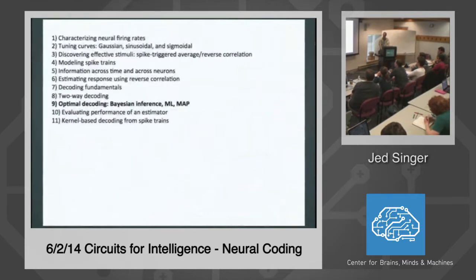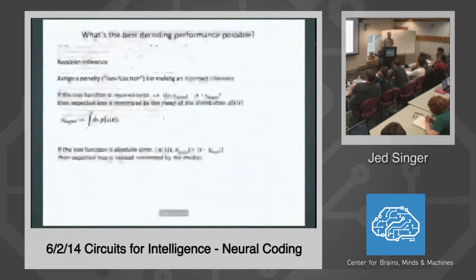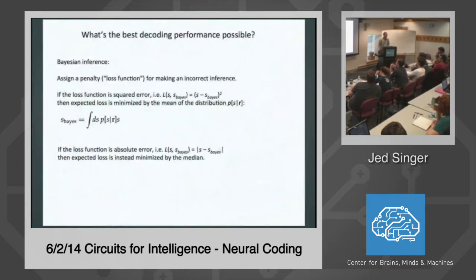So let's talk a little bit more about optimality of decoding. What is the best we can do, and what does that mean? We need some notion of best, and one way of establishing that is to come up with a loss function.